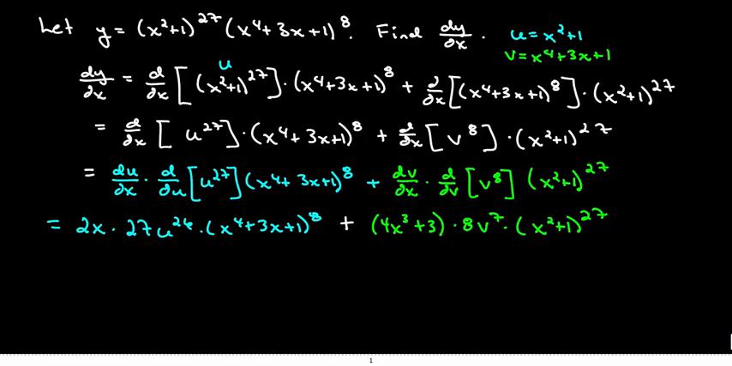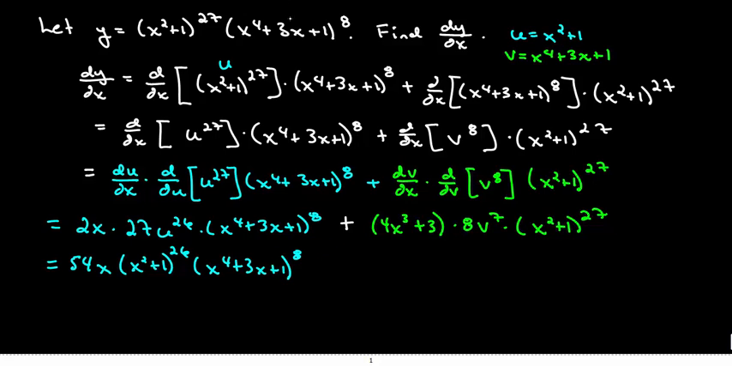Okay, now this 2 times 27 is 54. The x is still there. The u value, u is equal to x squared plus 1. So this is going to be x squared plus 1 to the 26th. And this will be x to the 4th plus 3x plus 1 to the 8th. Okay, that's that guy right there.